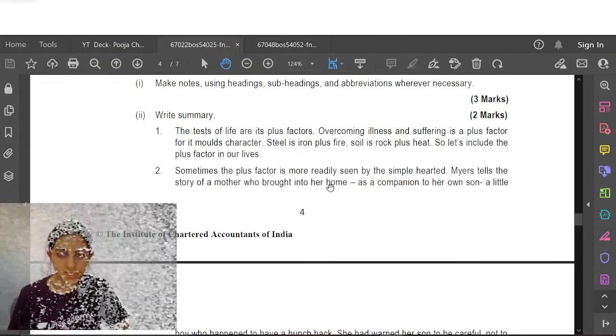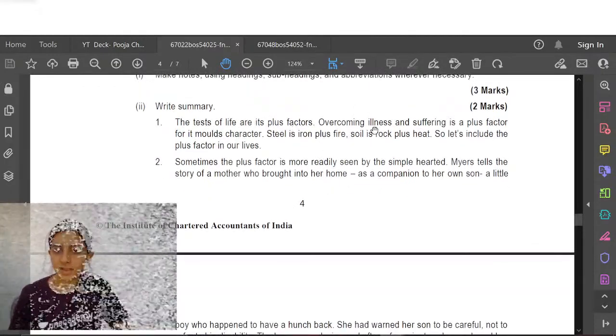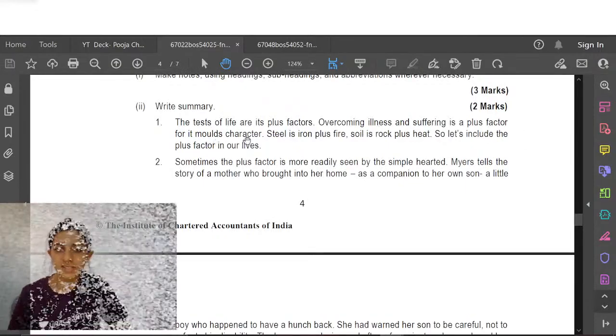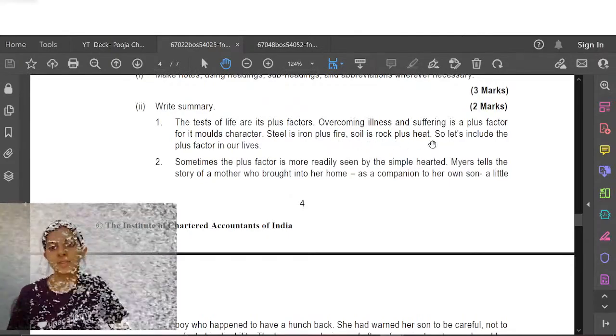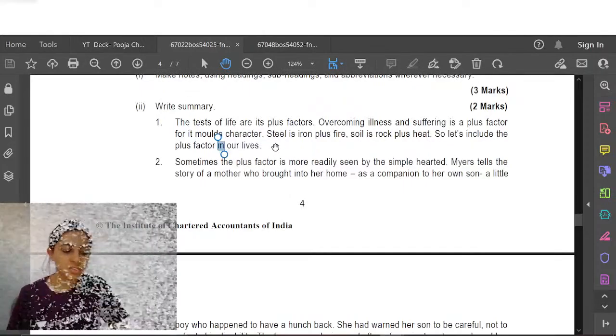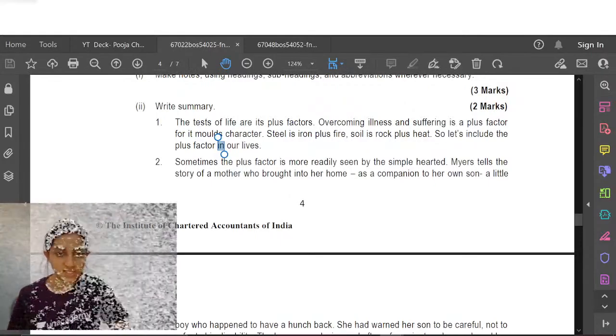What is the first point? The first point talks about test of life, plus factors, overcoming illness and suffering is a plus factor, for it molds characters. Steel is iron plus fire, soil is rock plus heat. So let's include the plus factors in our lives. So when I talk about this, it is talking about what? Importance of test in our life.